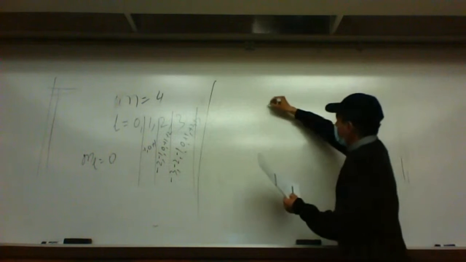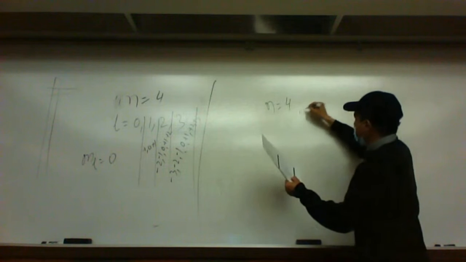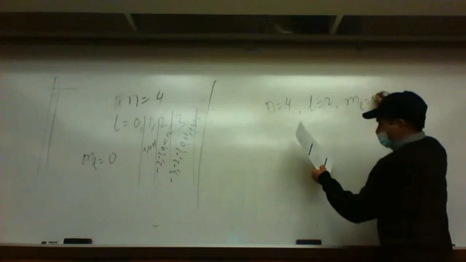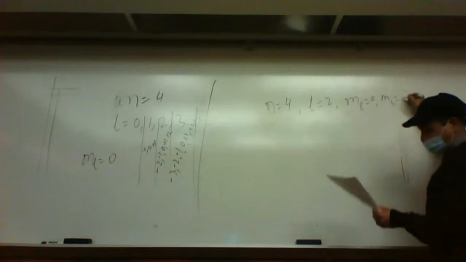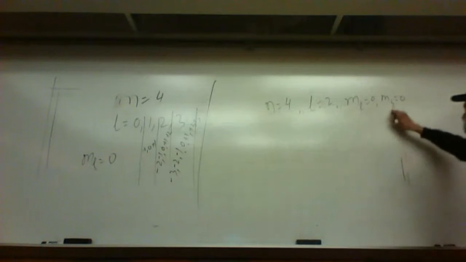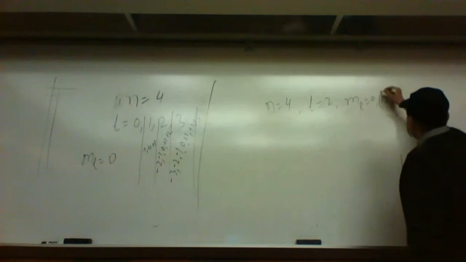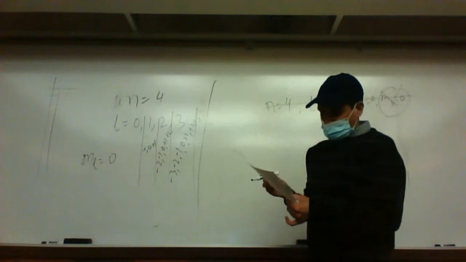N is equal to 4. And then in number A, L is equal to 2, ML is equal to 0, and MS is equal to 0. First of all, MS cannot be 0, 1, 2, 3. MS is always plus half or minus half, right? So this is clearly wrong. So everything is wrong. So A is wrong.